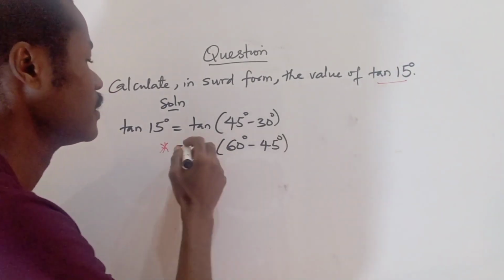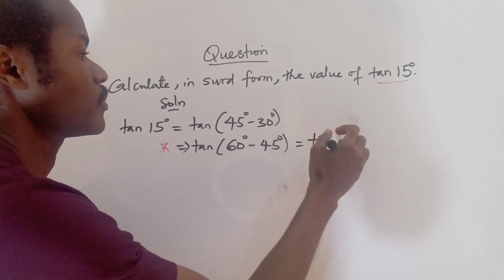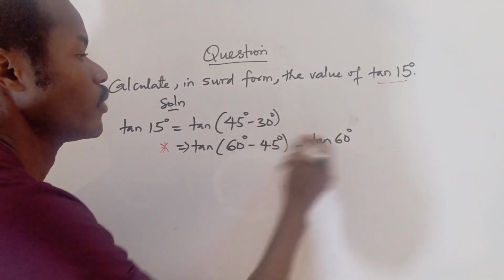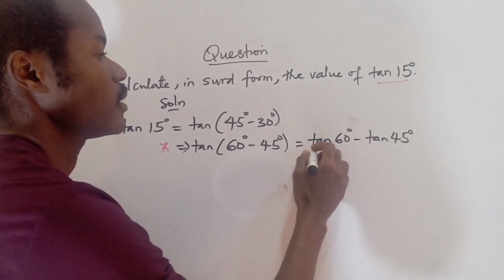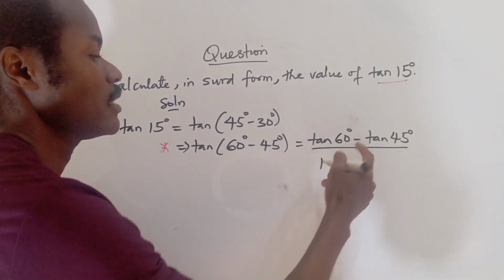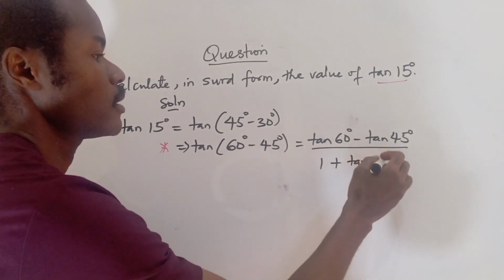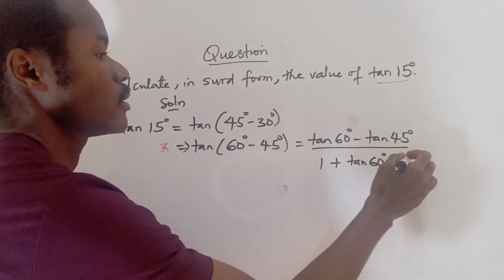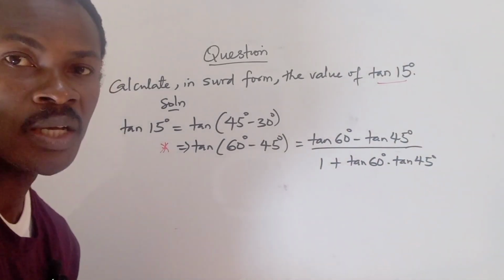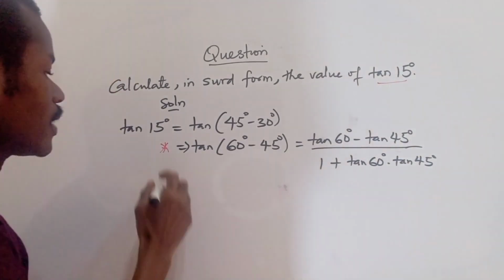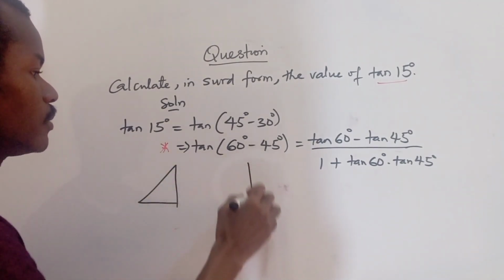Let me express this as it ought to be. So this is going to be tan 60 degrees minus tan 45 degrees, divided by 1, since this minus is going to be plus, tan 60 degrees multiplied by tan 45 degrees.